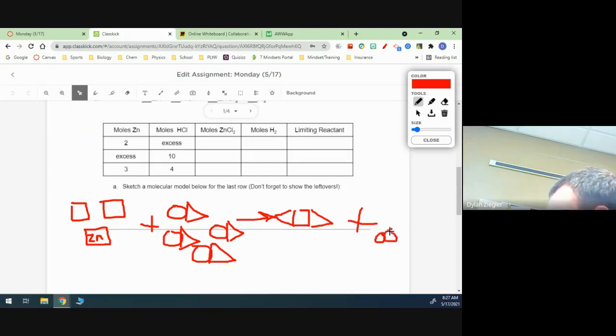And you might have some leftovers at the end. You might have some of these things that you aren't able to use because you ran out of it first. That's what I'm looking for in the picture.